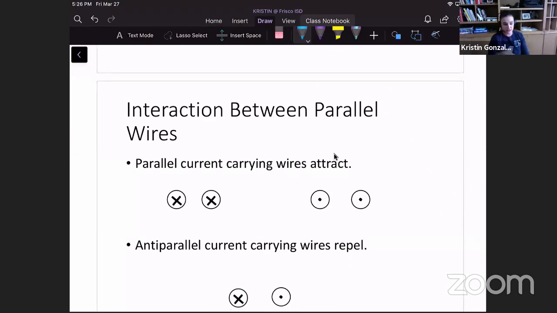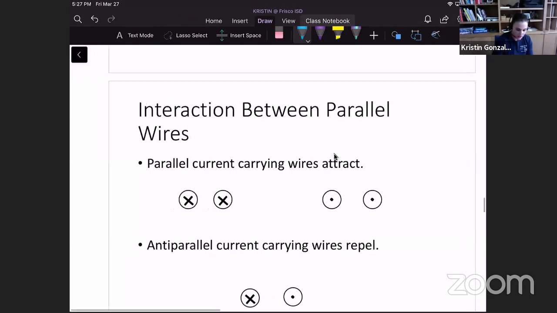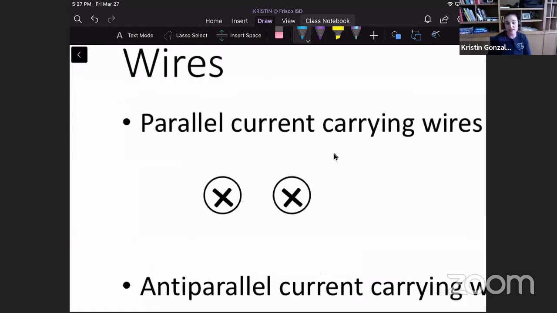And it turns out, and I'll show you here why in a second, if your currents are traveling in the same direction, those two wires attract each other. And if your currents are going in opposite directions, they're going to repel each other apart. And so if we look at one of these examples, let's look at these two wires where the current is going into the page in both of them.